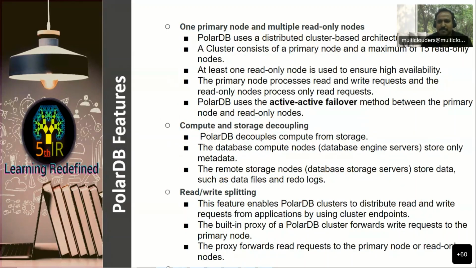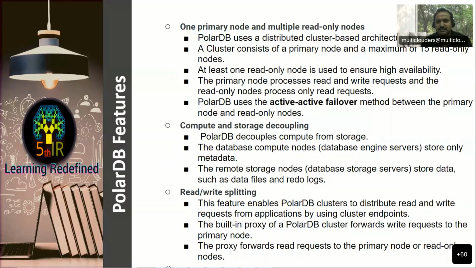Now we can see some of the features of Alibaba Cloud PolarDB. As I mentioned previously, there is one primary node and multiple read-only nodes. Totally, we can have 16 nodes. One primary node provides read-write operations, and we can have 15 read-only nodes, which provide only read operations. That's the thing you have to know clearly here. And active failover is another feature you have to know.